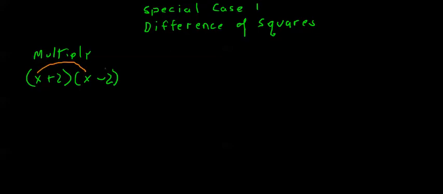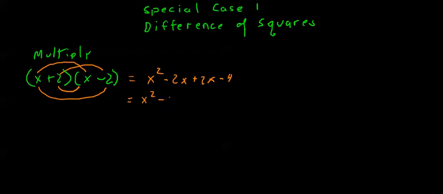x times x, x squared. x times negative 2, minus 2x. 2 times x, plus 2x. And 2 times negative 2 is minus 4. And we get x squared minus 4 because this and this cancel.